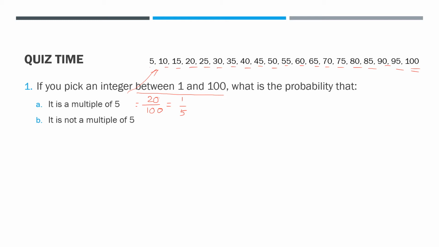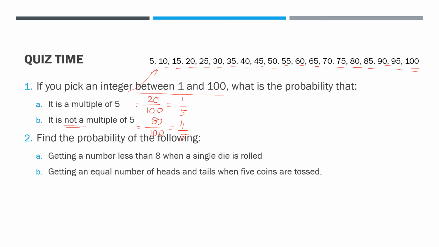Now, what is the probability that it is not a multiple of 5? Now that's easy, right? So we know that 20 numbers between 1 and 100 are multiples of 5. So how many numbers are not multiples of 5? That would be 80. So 80 over 100, which is 4 by 5. The probability that the number is not a multiple of 5 is 4 by 5. So I hope you got both these problems. Now let's look at the next one. Number 2.